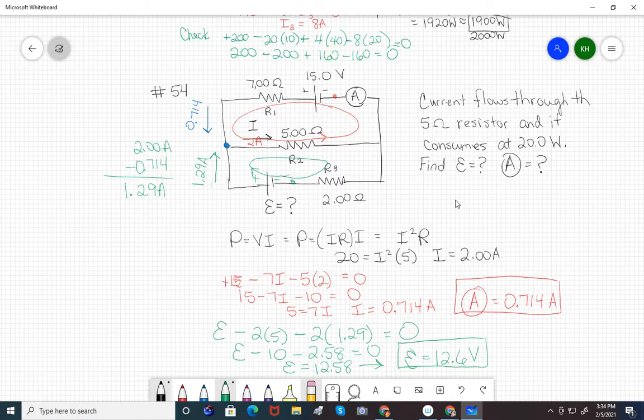Okay, I don't have any more examples ready to show you, but I feel like we will want to work some when we are all together. So I'm going to stop my lesson on Kirchhoff's laws right here.